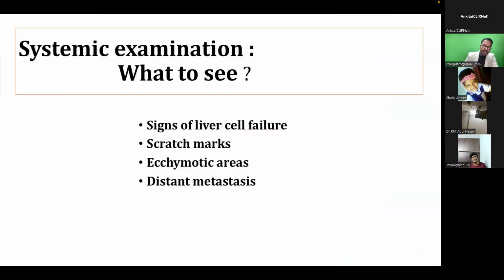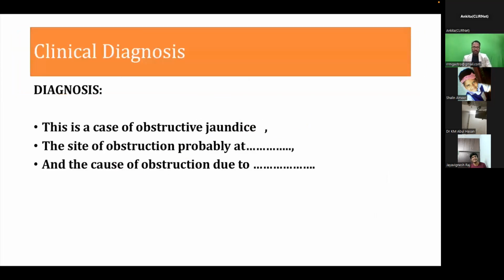So in systemic examination, what are the things you should not forget? You should look for signs of liver failure. You should always rule out that this is not a case of medical jaundice. You know from medicine the signs like gynecomastia, pedal edema, ascites, splenomegaly. All those things will be seen in a case of portal hypertension causing medical jaundice. Scratch marks, ecchymosis, distended veins, all these things you have to examine in an obstructive jaundice patient, and you have to give a final diagnosis of obstructive jaundice, site of obstruction, and the cause of obstruction. This is a very important thing you should not forget.